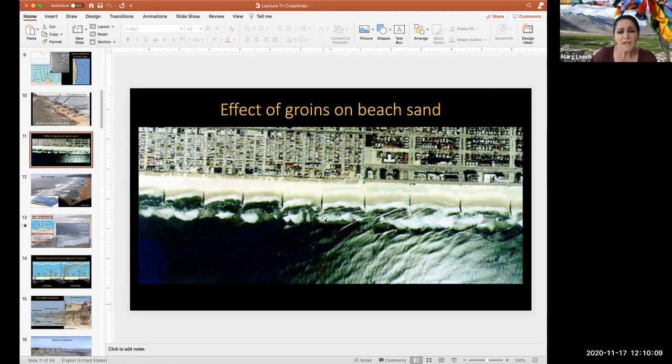The effect of the groin is to capture some of the sand moving in the longshore current, so it builds up on the up-current side of the groin and builds up the beach. The problem is it'll also erode on the downside of the groin. If you notice, it's building up on the right side of the groin, but it's eroded on the left side. So there's an erosive action going on here, and it's being deposited here.